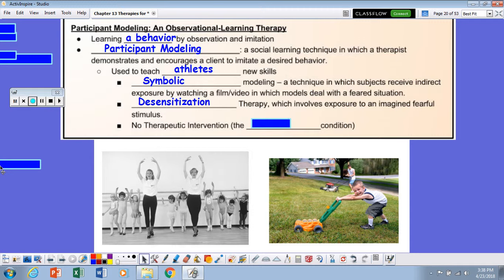Desensitization therapy, which we talked a little bit about, involves exposure to an imagined fearful stimulus. No therapeutic intervention. For the most part, the control condition is what we're referring to in that.